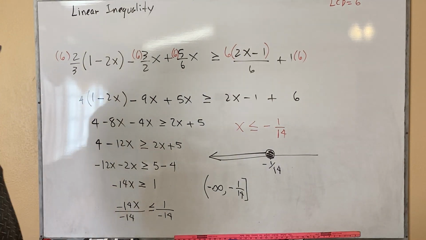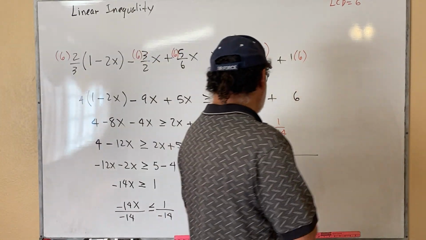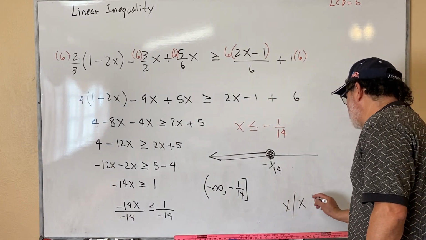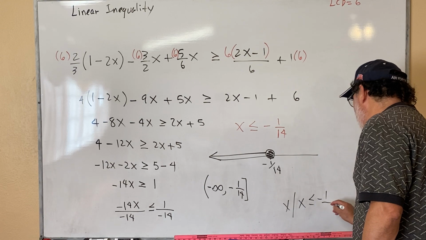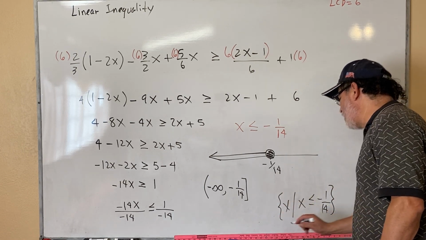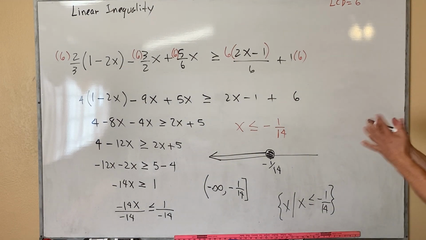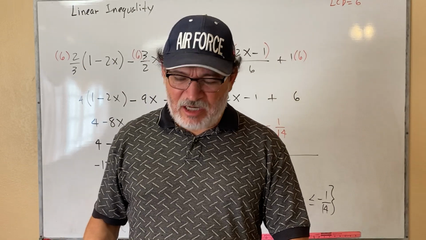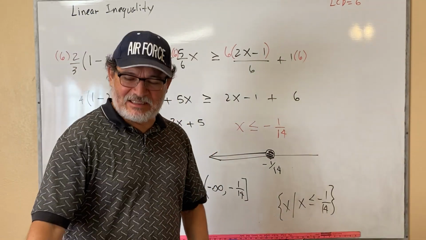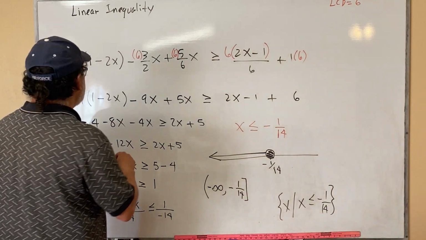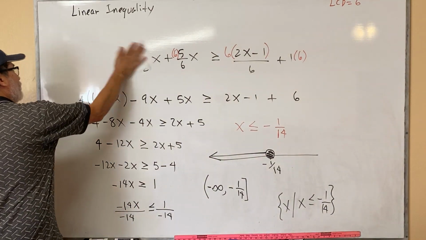Okay? And the set notation is x such that x is less than or equal to negative 1 over 14. And there you go. Okay. Now sometimes the inequality may have 3 sides. No problem. If the inequality has 3 sides, that is not a problem.